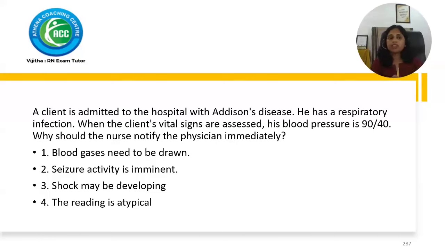And he has a respiratory infection. When the client's vital signs are assessed, his blood pressure is 90/40. Why should the nurse notify the physician immediately? Options: blood gas needs to be drawn, seizure activity is imminent, shock may be developing, the reading is atypical. So the BP is less. Basically in Addison's disease, the patient's BP is low. So why is it necessary to inform the physician?